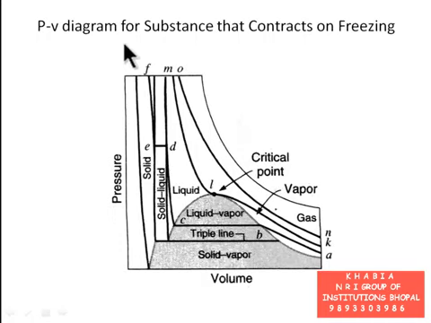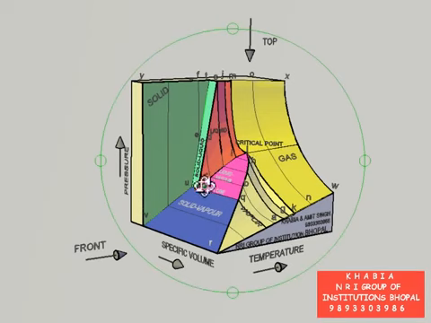This is the PV diagram for pure substance that contracts on freezing. This is axis of pressure, this is axis of volume, this is the critical point, and these are isotherms plotted on the pressure volume diagram. If you look at our 3D model of PVT surface from front direction, it will appear same. Let me now demonstrate it.